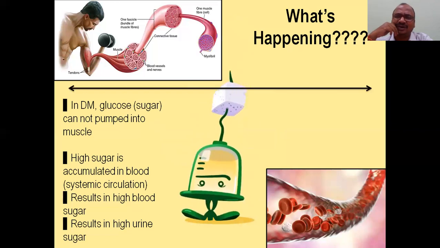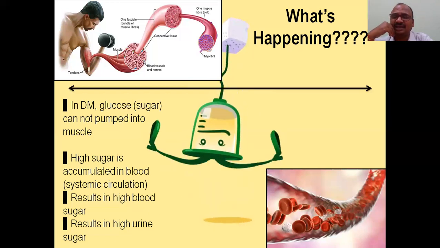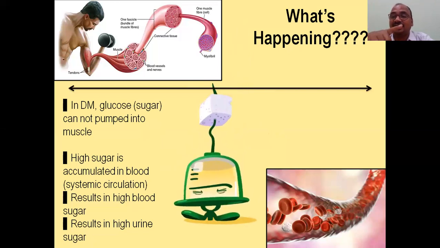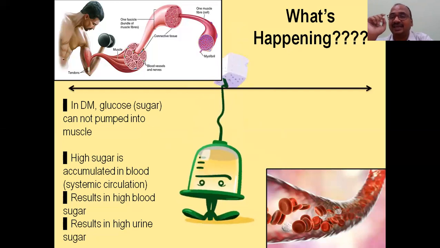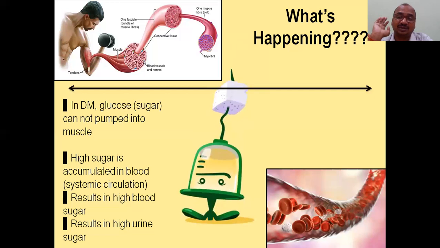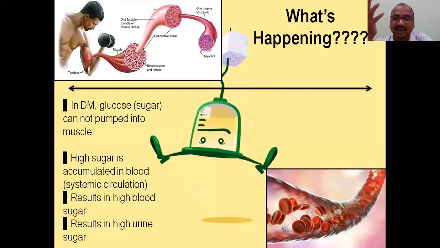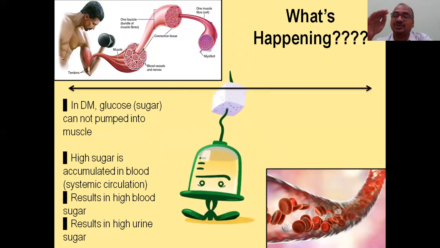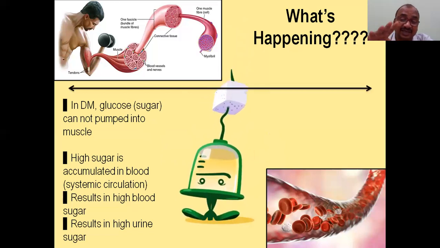So what happened? What will be the concentration of sugar in the blood? It goes on increasing like that. In the muscles it is decreasing. That's why, if you do exercise daily, your muscles will utilize the sugar. That is glucose. So what happens? Muscles will uptake the glucose. So automatically your blood sugar level is decreased.